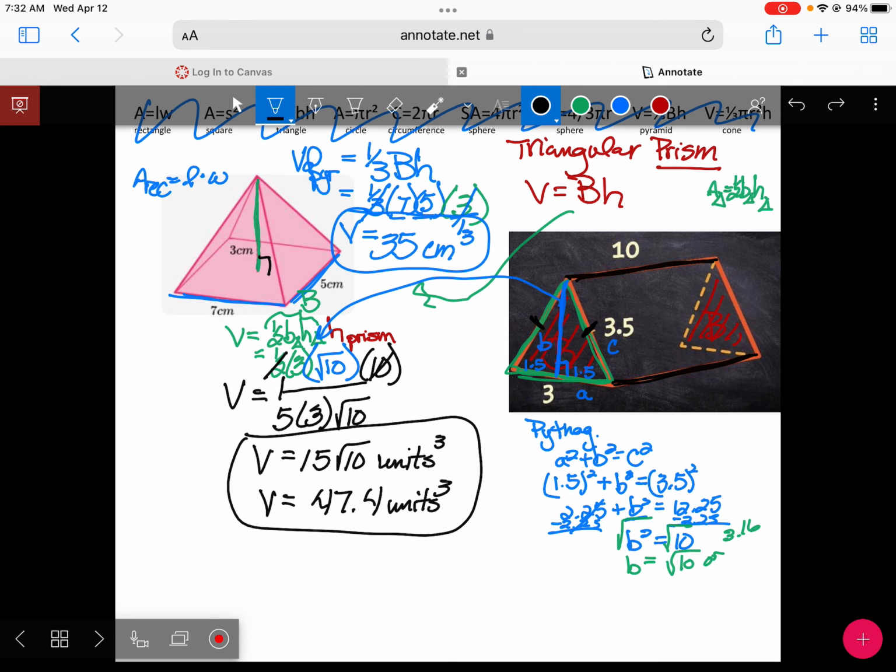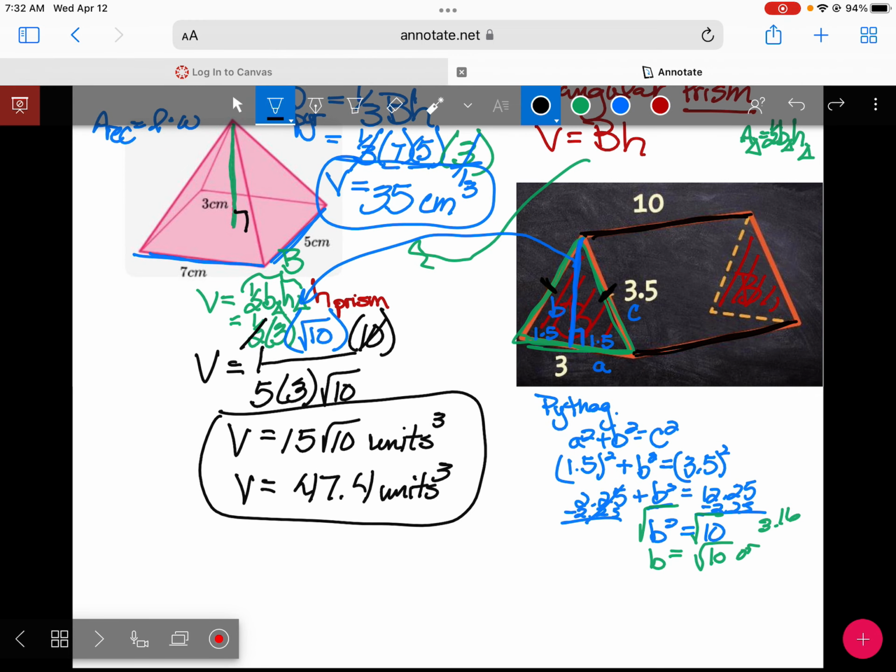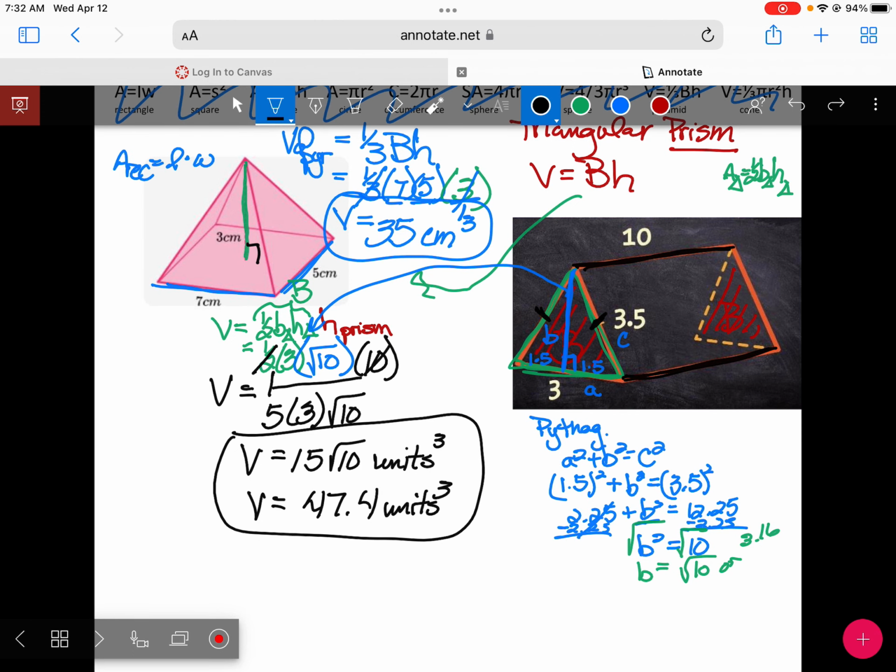So for this triangular prism, we needed to use the Pythagorean theorem to find the length of the height for that area of the triangle, and then we had to substitute that in. Okay? Any questions on those two?